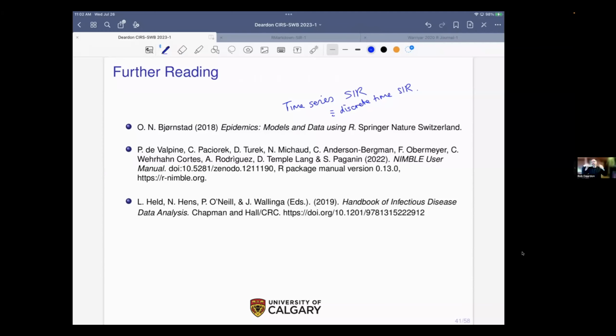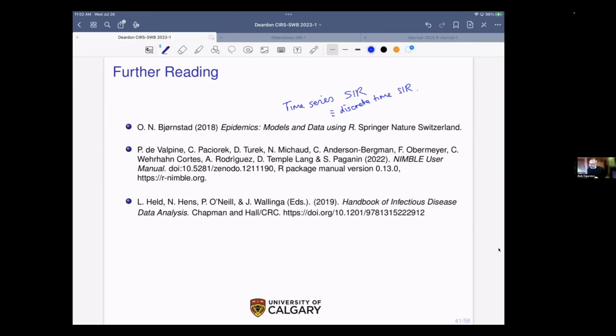And then you can do that either by changing the transmission rate or by changing the infectious period is another way of doing it. It's a little bit more complex, or too complex to go into today, I would say. But if you send me an email, I can point you to some references.